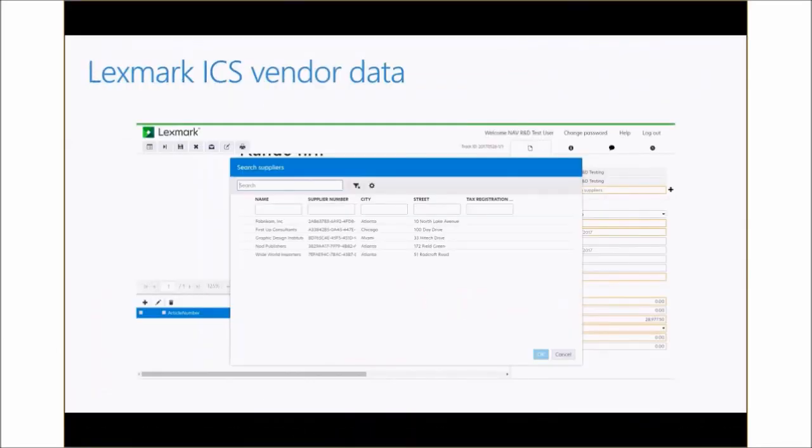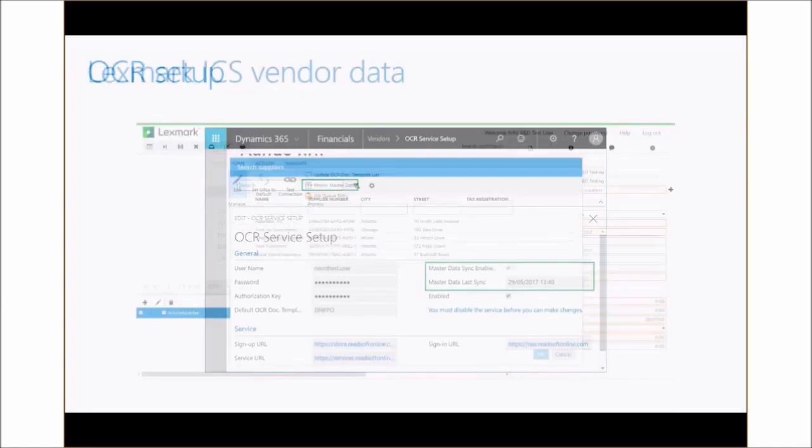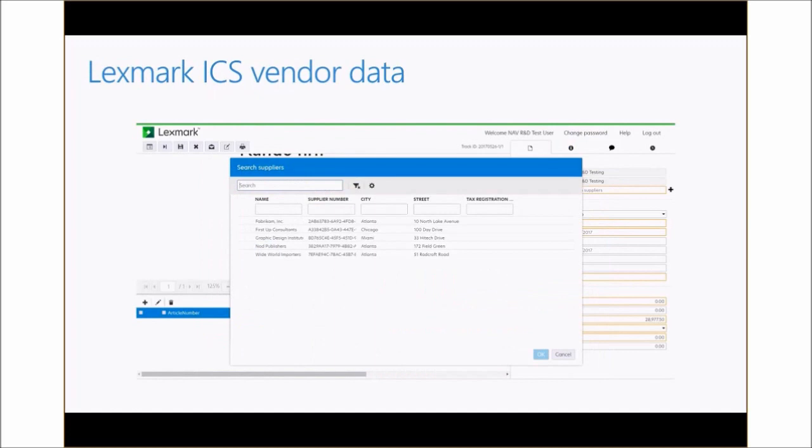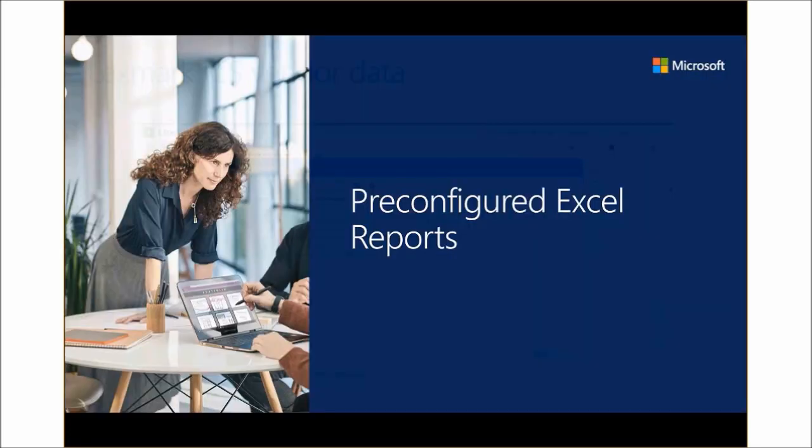So this is actually a screenshot here of the Lexmark Kofax service, and you'll notice behind here, if I go back, you can actually see on the left-hand side the document, and this is the vendor information that shows up in the service. And on the vendor list pages, you can actually sync from there as well, and also in the OCR setup, the vendor with the service.